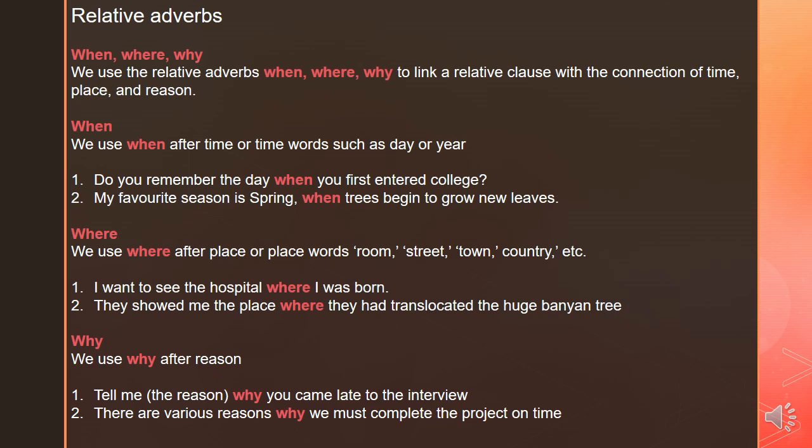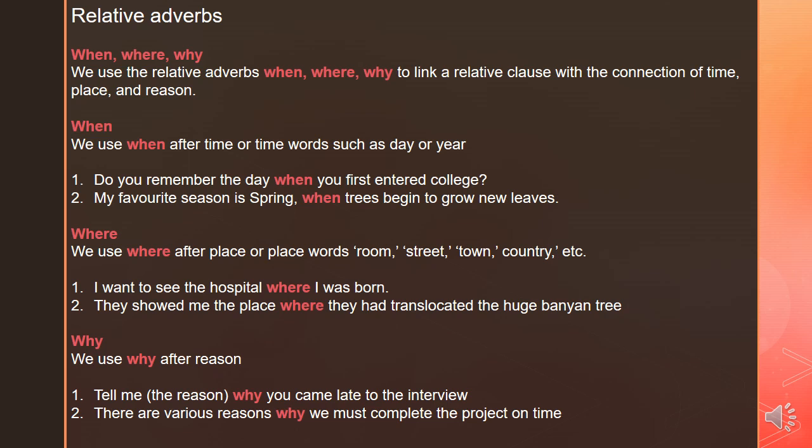When, where, why. We use these relative adverbs to link a relative clause with the connection of time, place, and reason. When. We use when after time or time words such as day or year. The first example, do you remember the day when you first entered the college? Now, here we are remembering the time when a person entered the college for the first time.